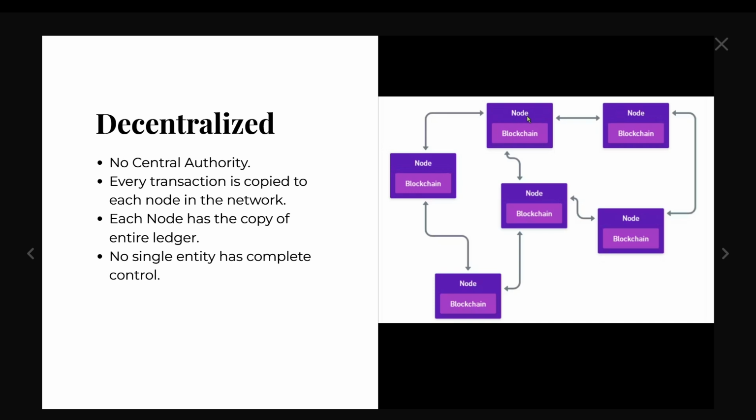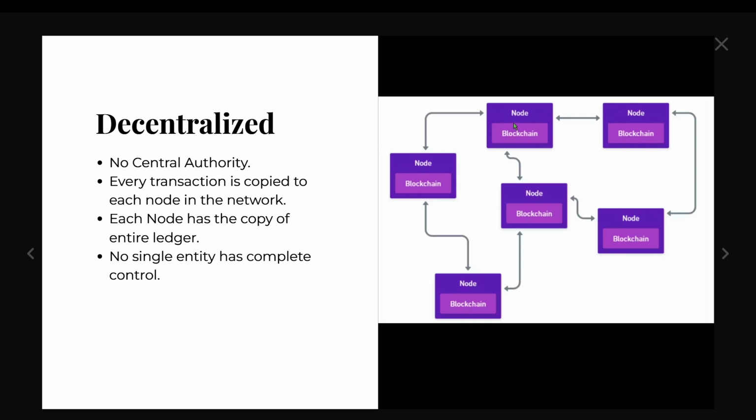Suppose you're doing a transaction on this node. In the slide you can see, I'm pointing a cursor. Suppose you are sending one Bitcoin from your account to my account, and it gets recorded on this node. From that node, it will be copied to all the other nodes in the network. It goes like this: suppose the transaction happens on this node, then the same data is copied to its neighbor nodes as well.